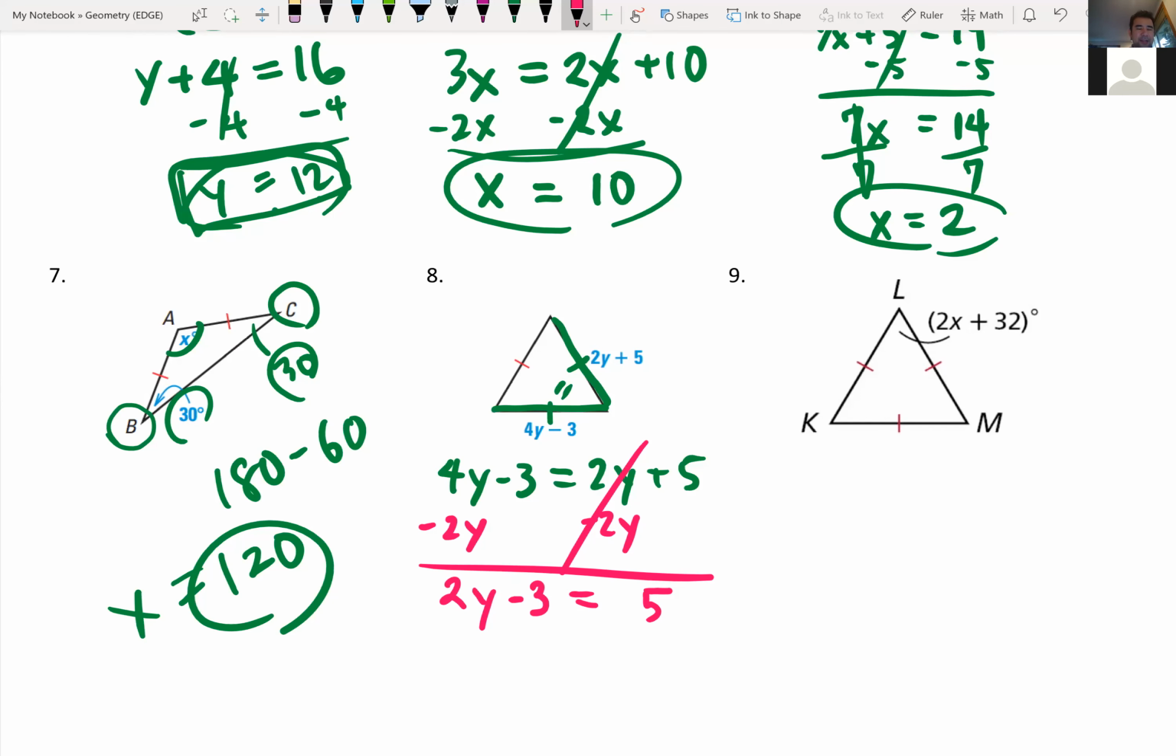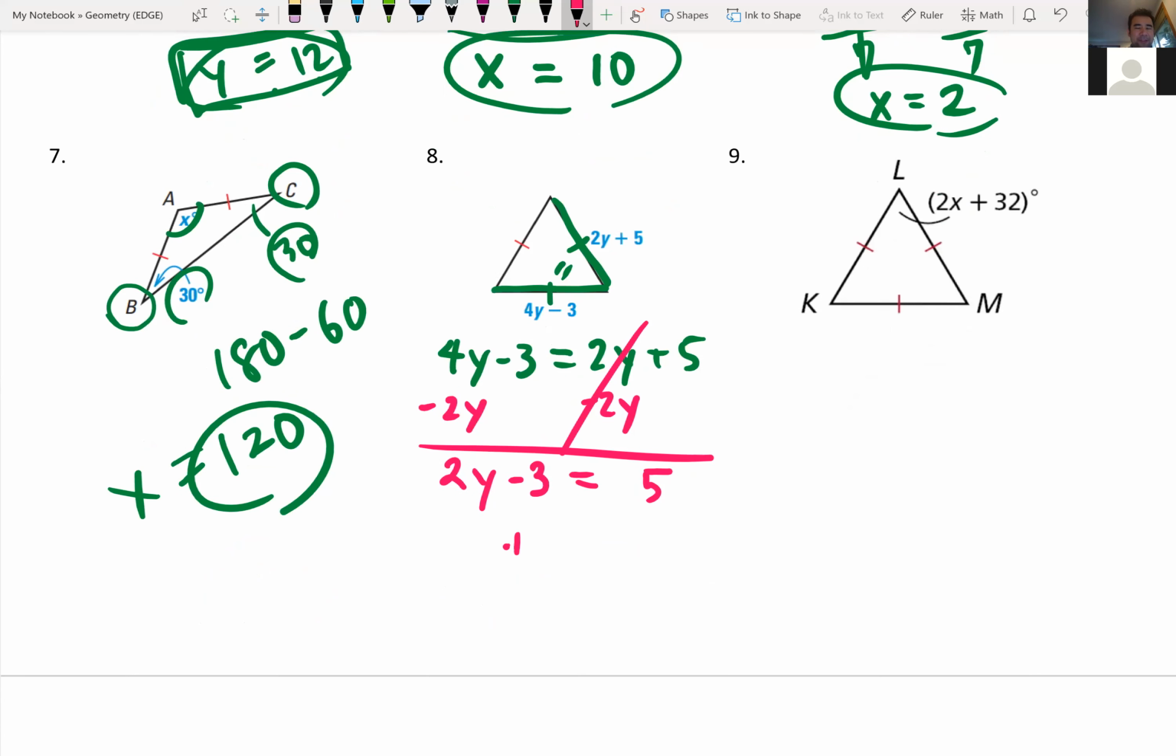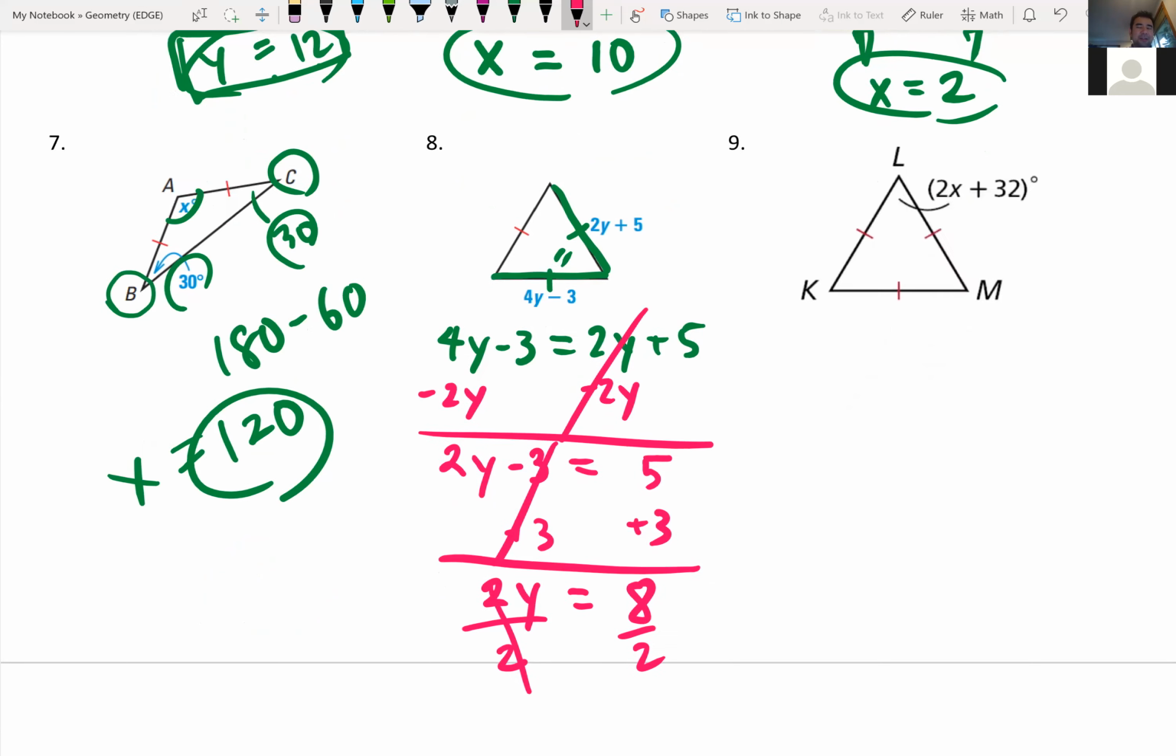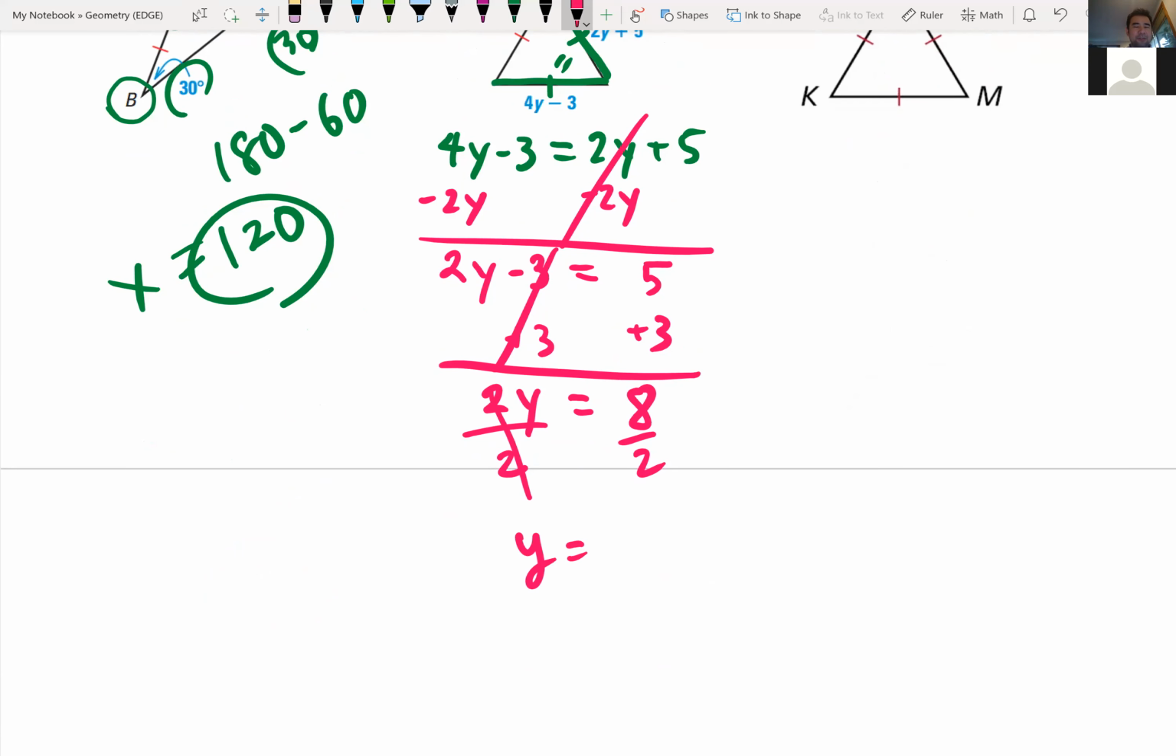Everybody follows that? Now let's add 3. 2y equals 8. And then what do we do? Divide by 2. Divide by 2. So y equals 4. Very good.